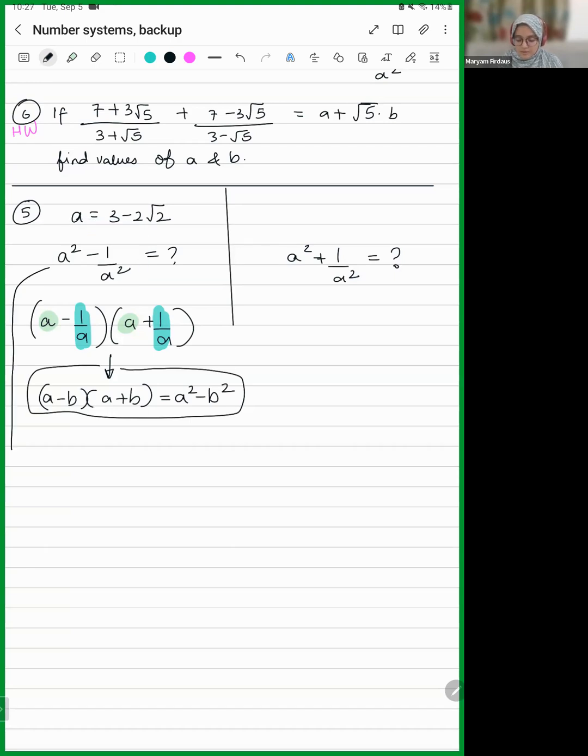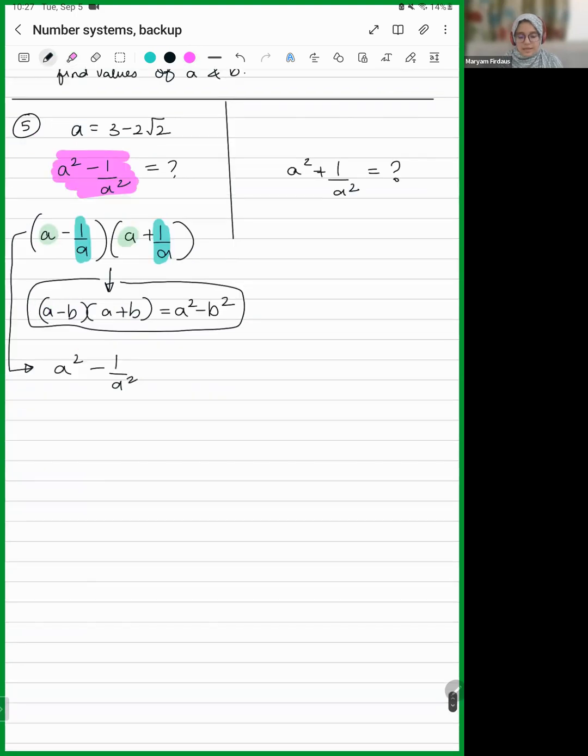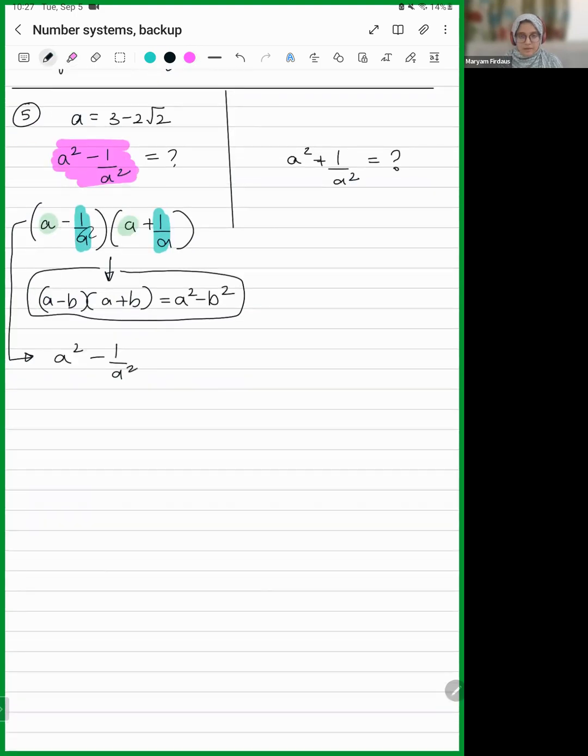So this becomes a square minus 1 by a whole square. Basically, 1 by a whole square means 1 square by a square, right? And 1 square is 1. So I'm just going to write 1 by a square. So we need the value of a square minus 1 by a square, and I can do that by finding this a minus 1 by a.